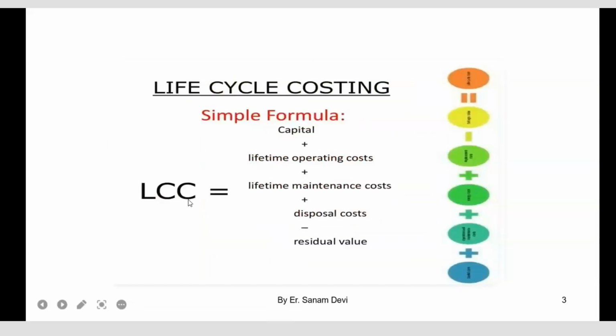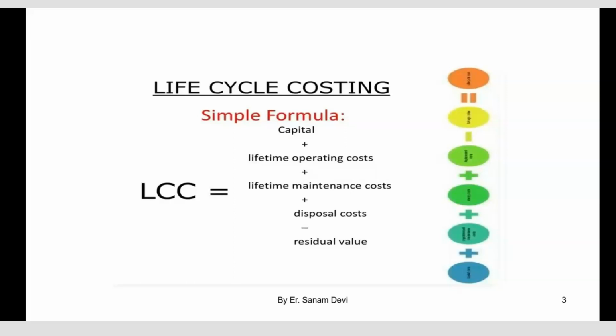LCC is life cycle costing. First one is capital. Capital means, see, here it is common research and development. Then lifetime operating cost plus lifetime maintenance cost plus disposal cost minus residual value. For example, if I am buying one product, I am buying one scooty. That scooty's cost is 70,000. That one comes under capital. Its operating cost, charging and battery cost, for example, how much is the lifetime operating cost? For example, 10,000. Maintenance cost means tire changing, brake management, and so on. It comes under maintenance cost.